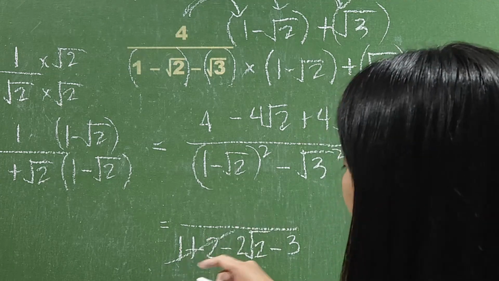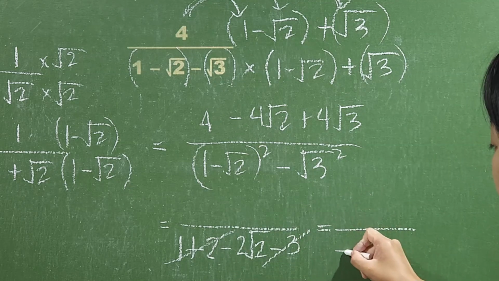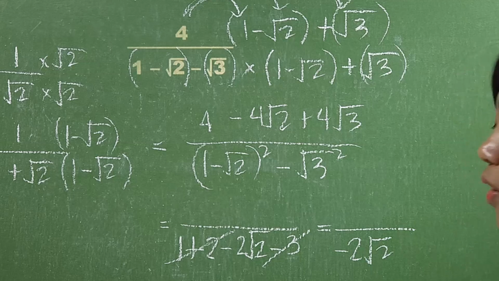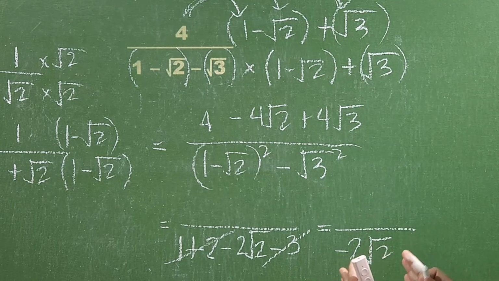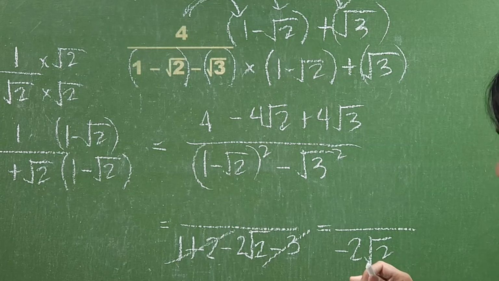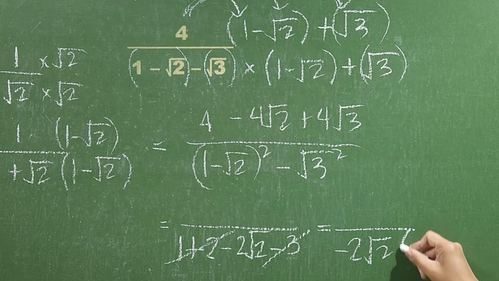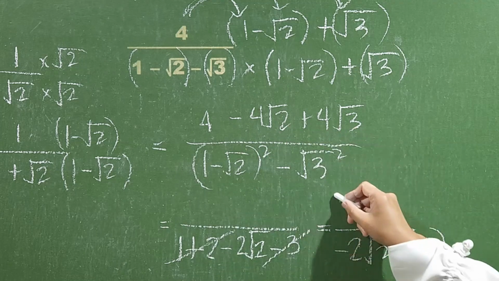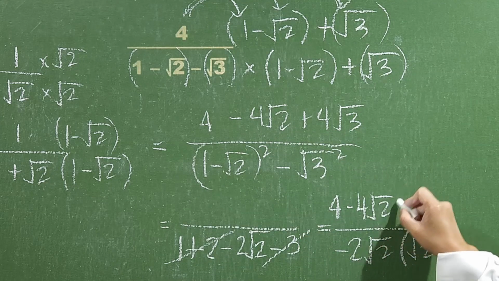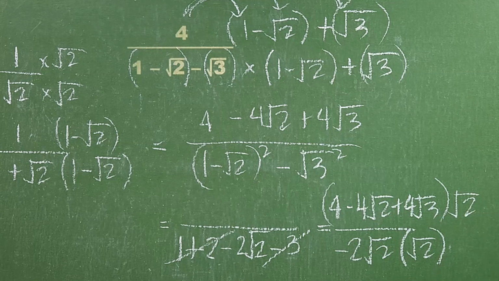In here, this will be canceled, this will be canceled. So for our denominator, we just have negative 2 square root of 2. This denominator is still an irrational number. To rationalize this, since this is just one term, we have to multiply it by square root of 2. For our numerator, 4 minus 4 square root of 2 plus 4 square root of 3, we will also multiply by square root of 2.